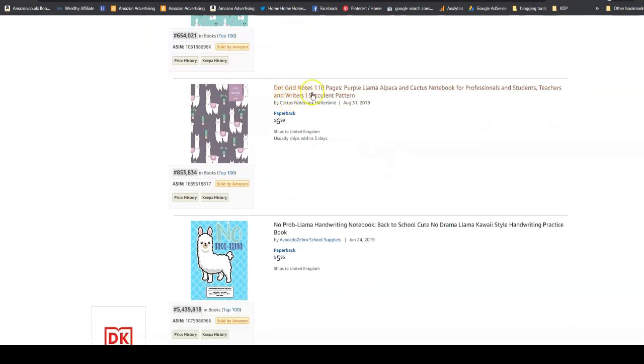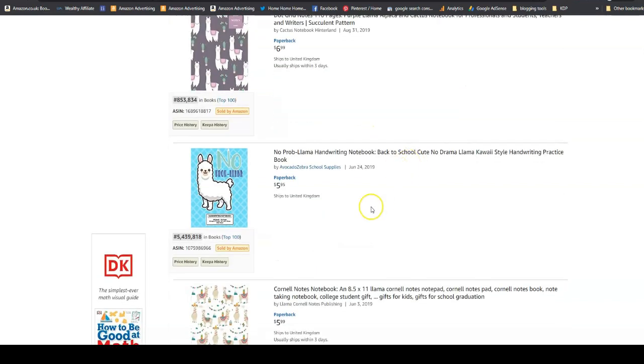This one's quite good. Dot grid notes, which is a bullet journal, but we're not allowed to use bullet journal. It's trademarked, so we can call it a dot grid journal or dot grid notes. They're quite popular. And then they've niched down: Purple Llama, Alpaca and Cactus Notebook for professionals and students, teachers and writers. So that's quite good.